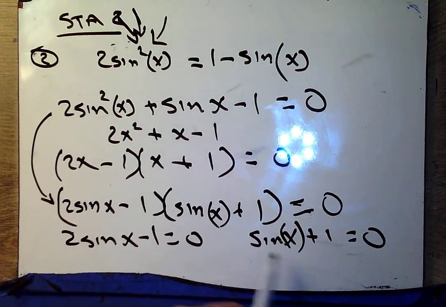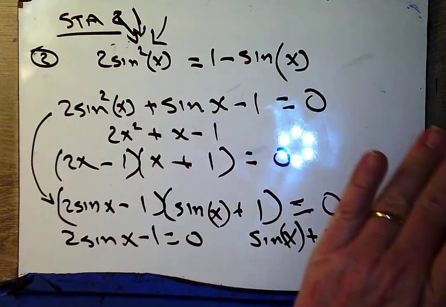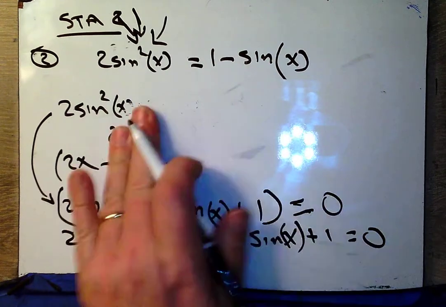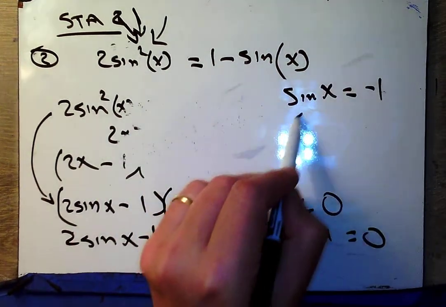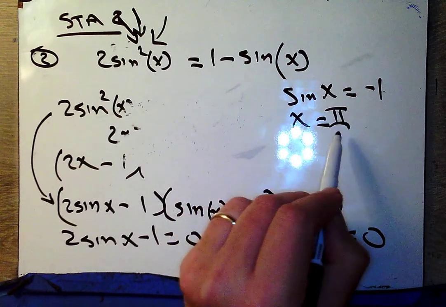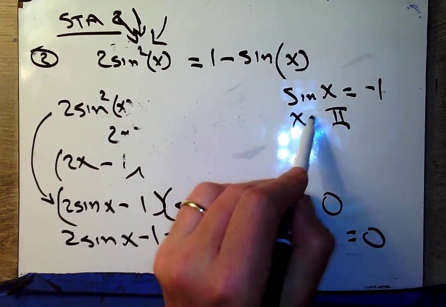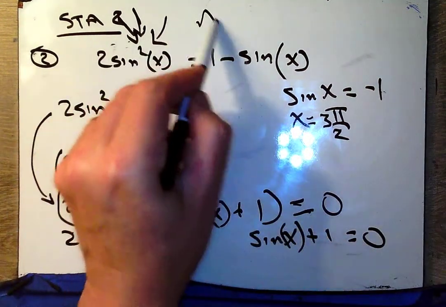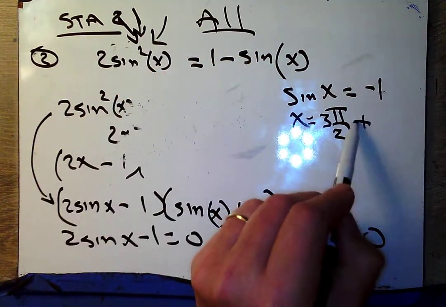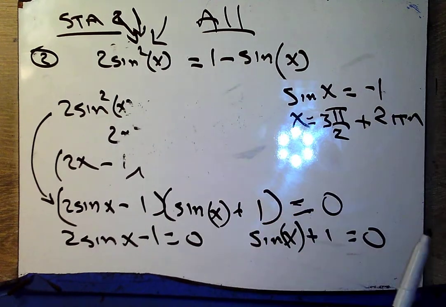Okay, so when is sine equal to negative 1? Sine is equal to negative 1. I need some space over here. Sine x equals negative 1 when x is 3 pi over 2. But because this is all solutions still, we're going to say plus 2 pi n.